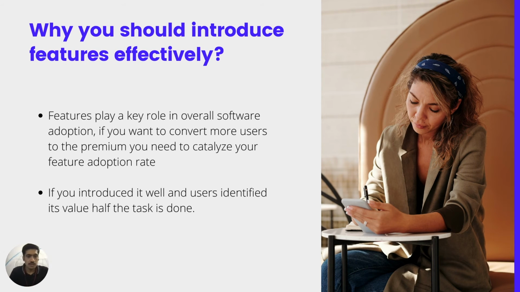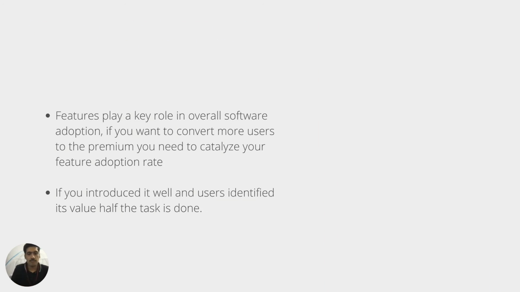Why should you introduce features effectively? This is a $1 billion question. Features play a key role in overall software feature adoption. If you want to convert more users to premium, you need to catalyze your feature adoption rate. Let's say you are unable to introduce your software features very well, and the users who signed up with your product are unable to perform certain actions. Generally, they end up not using your product, and at the end of the day, the user is not going to be a premium user.